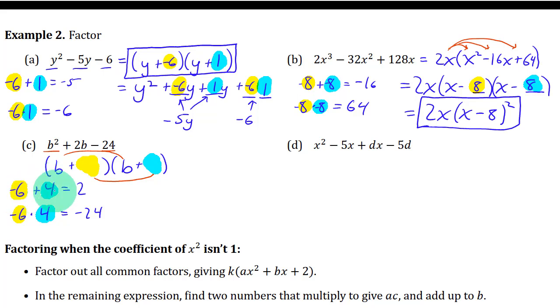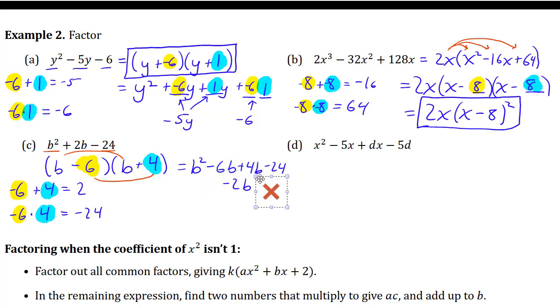Negative 6 plus 4 is 2. So I'm going to write this as b minus 6 and b plus 4. And remember, it's a good idea to check this out by FOILing. Work it out as b times b is b squared when you FOIL that part. Then we'll have a minus 6b and a plus 4b, and then negative 6 times 4 is minus 24. Oh, wait. It's a good thing I checked it, because this comes out to be negative 2b.